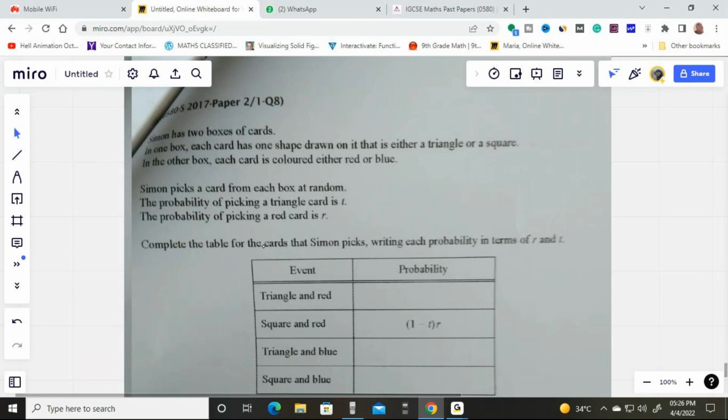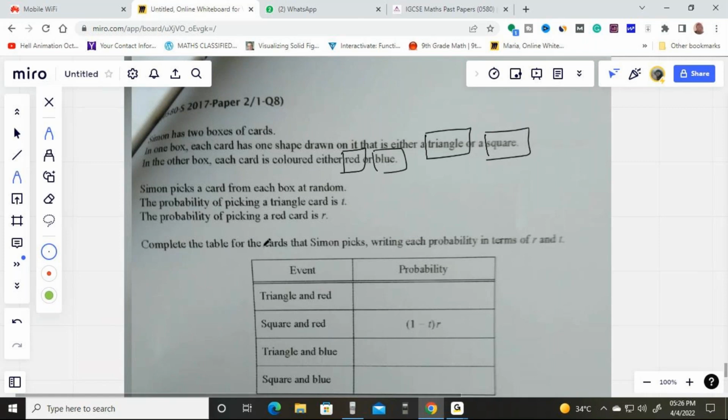In the other box, each card is colored either red or blue. Let's highlight this. Each card in the first box has either a triangle or a square on it. And in the second box, the cards are colored either red or blue.